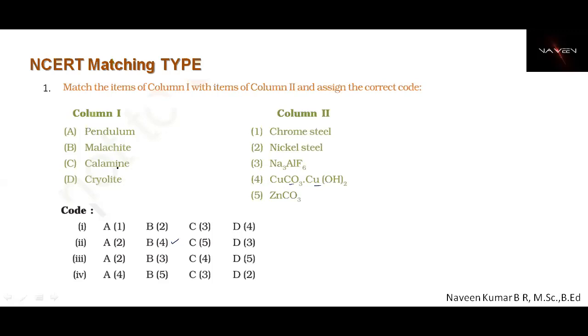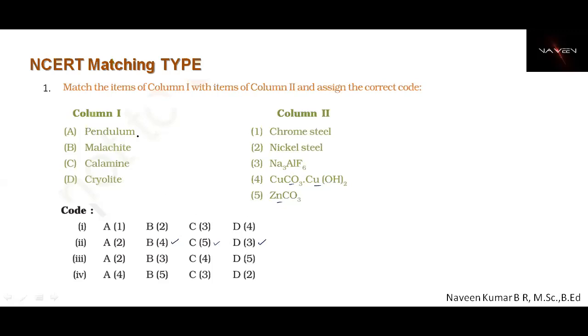Now calamine is zinc carbonate. Zinc carbonate is known as calamine, an important ore of zinc. Hence C is also matched correctly. And cryolite we know is Na3AlF6, sodium aluminium fluoride. Na3AlF6 is known as cryolite.